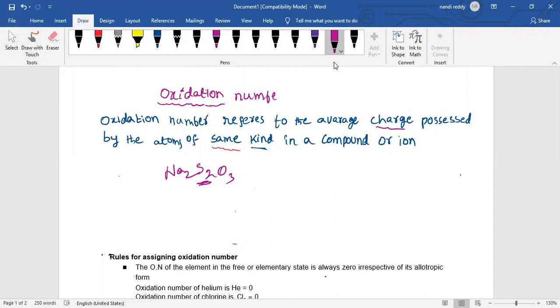You can see here, for example, H2S. In this case sulfur is -2. So here sulfur gained 2 electrons. That is the reason it got -2. Because the electron charge is negative, it is taking 2 extra electrons. That's why -2. This is what we call the oxidation number of sulfur.